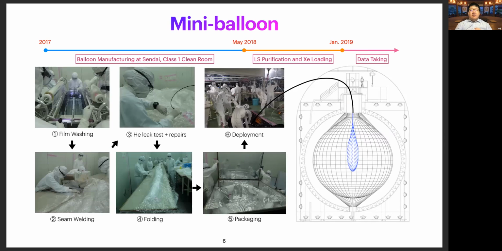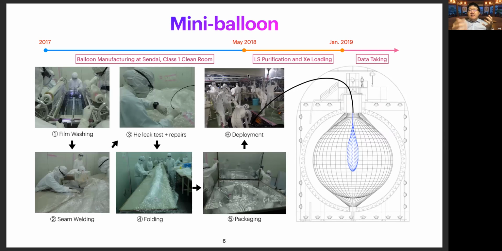Starting 2018, we manufactured the balloon for KamLAND-Zen 800. We first wash each part of the film separately, and then weld all the parts of the film together using a welding machine. Then we perform a helium leak check on the balloon surface and repair any leak we find. And then we fold the balloon and place it into a box for shipping.